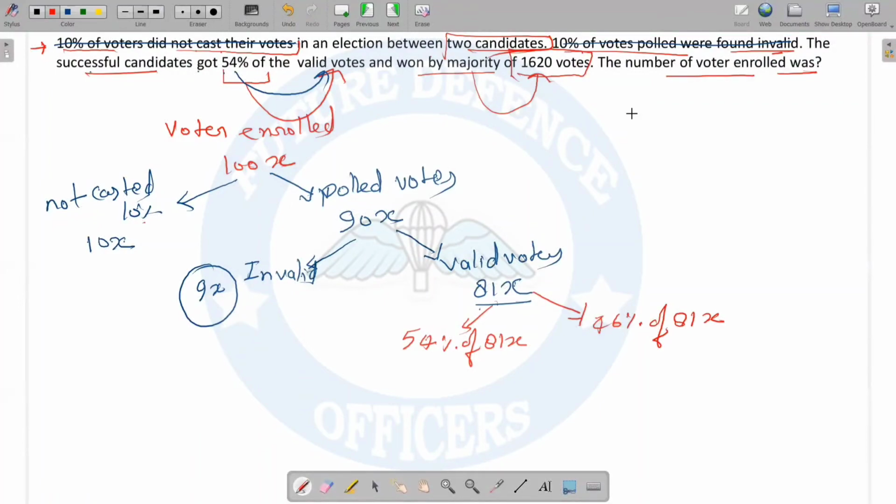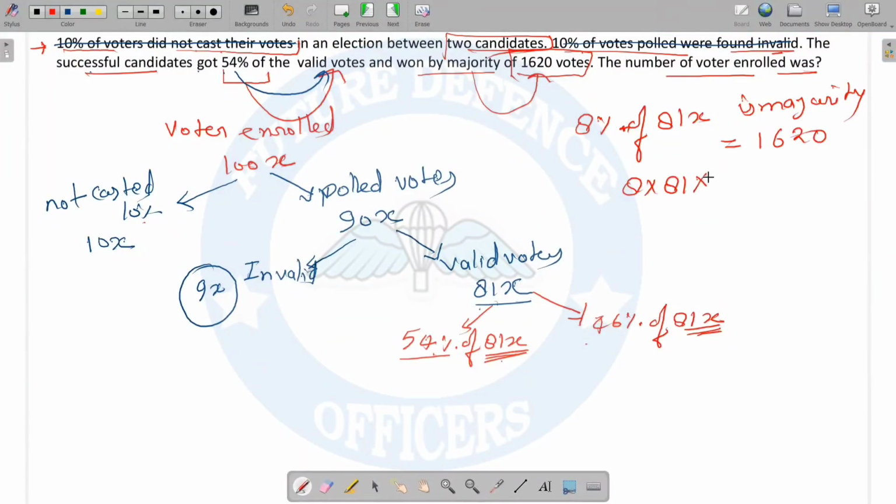I will not calculate 54% of 81 and 46% of 81 separately. Because our base is the same, 81x, I can directly take the difference between 54% and 46%, which is 8%. So 8% of 81x is the majority. Now they are telling the majority is 1620, so 8 into 81 into x upon 100 is equal to 1620.